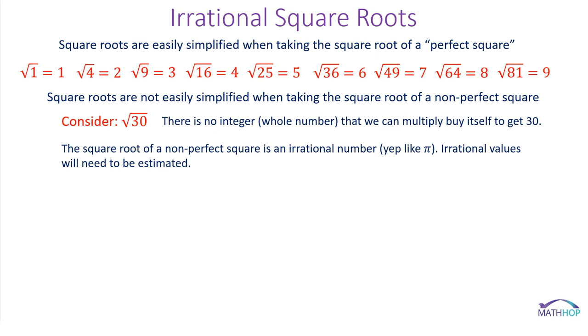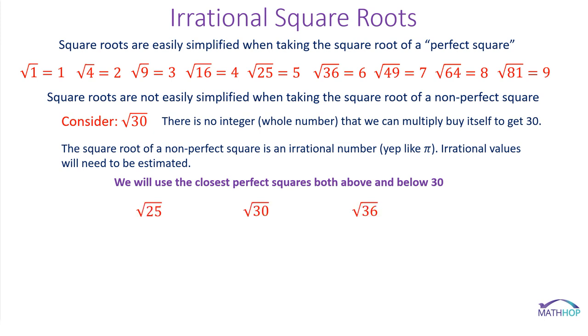Okay, so how are we going to do that? Well, we're going to use the closest perfect squares we know. We're going to use the closest one below 30 and the closest one above 30. Hopefully you come up with square root of 25 and the square root of 36. Square root of 25 is 5. We've spent a little time with that already today. Square root of 36 is 6.